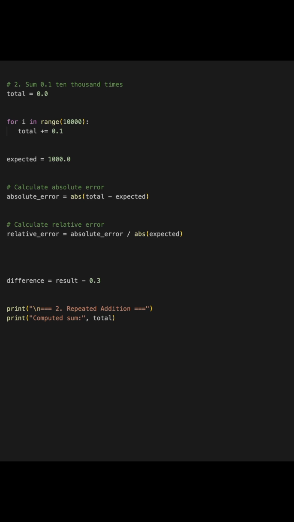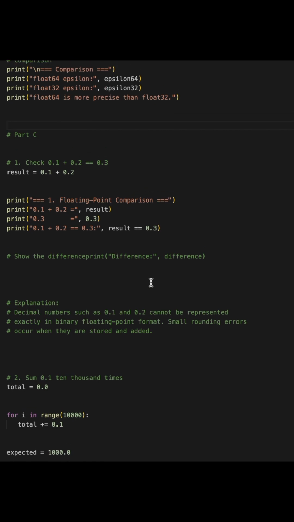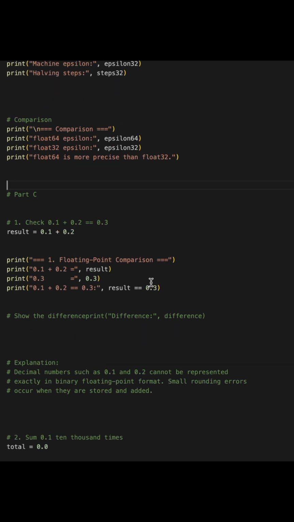And that's the explanation of my Python programming activity. In part A, we learned basic Python programming: user input, mathematical calculations, functions, and loops. In part B, we explored floating point limits, machine epsilon, overflow, underflow, and the difference between float 32 and float 64. And in part C, we saw how floating point representation can create small numerical errors, especially when working with decimal values like 0.1 and 0.2.